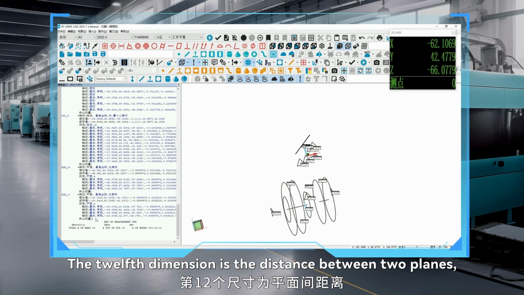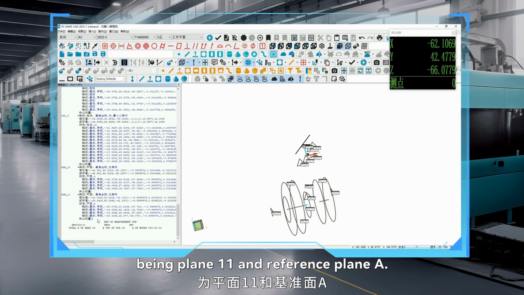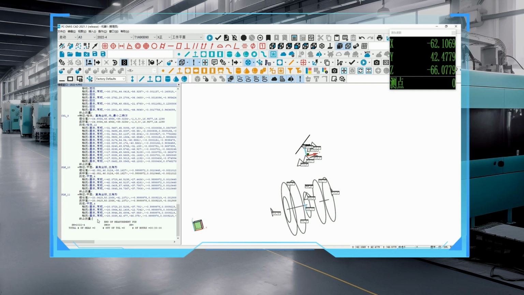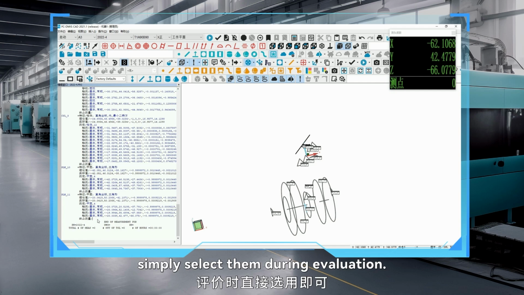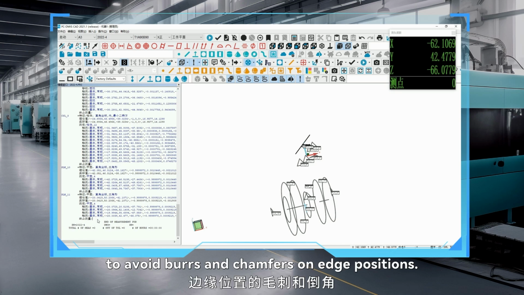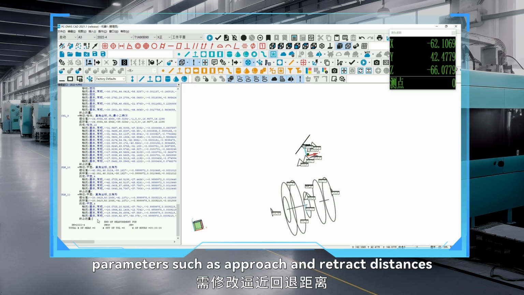The 12th dimension is the distance between 2 planes, with the associated features being plane 11 and reference plane A. Since these measurements have already been completed, simply select them during evaluation. During manual feature measurement, attention should be paid to avoid burrs and chamfers on edge positions. For features with limited clearance, parameters such as approach and retract distances need to be adjusted.